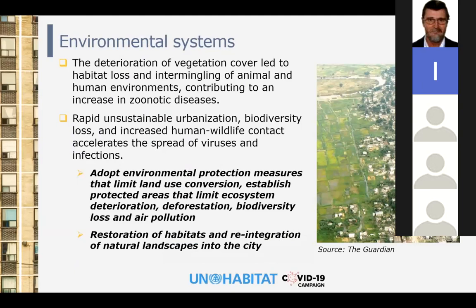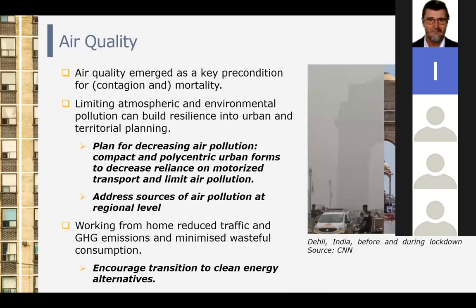To overcome these challenges, adopting environmental protection measures that limit land use conversion, establish protected areas that limit ecosystem deterioration and deforestation, biodiversity loss, and air pollution will be critical. Restoration of habitats and reintegration of natural landscapes within the built environments of the city will also help build resilience. Air quality emerges as a key precondition for contagion and mortality rates in cities. Limiting atmospheric and environmental pollution can build resilience into urban and territorial planning.